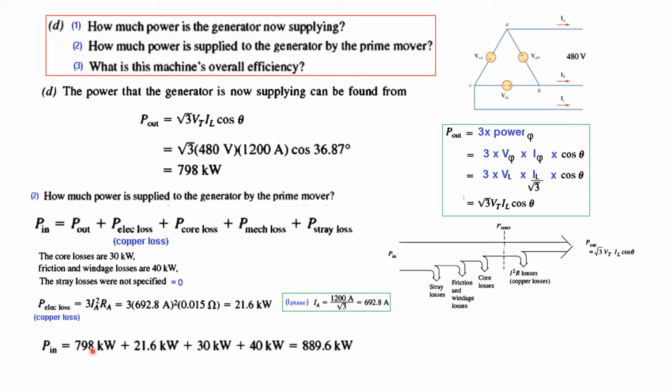So now adding all these, we get the input power 889.6 kilowatts. So this is the power given by the turbine or the prime mover to the generator. So now we know the output power and the input power. We can find the efficiency as P out over P in into 100%. Putting in the values, it is 89.75%.